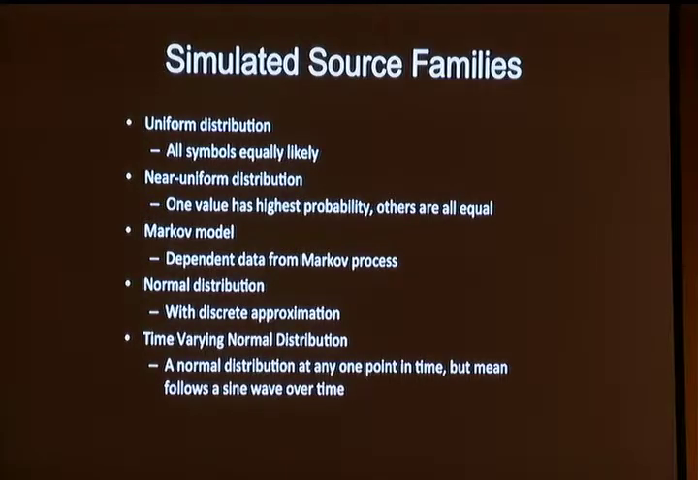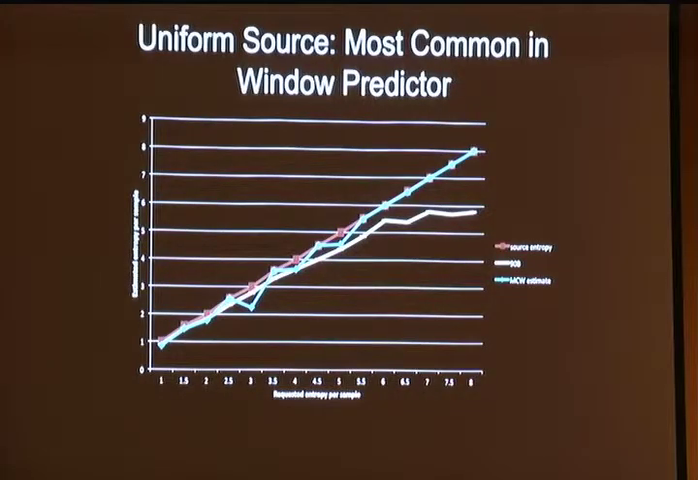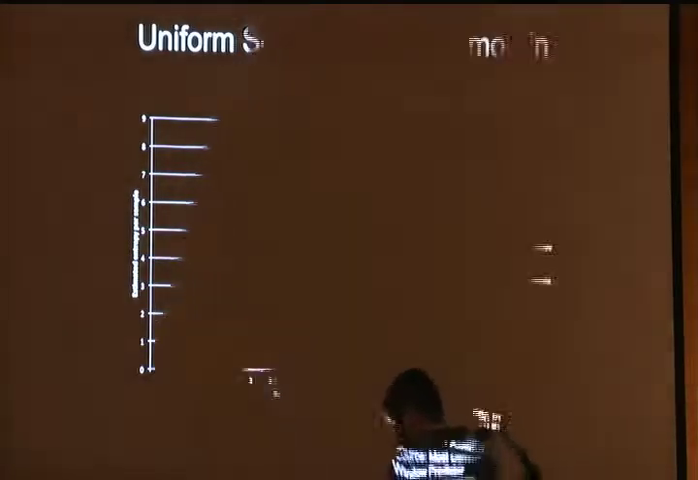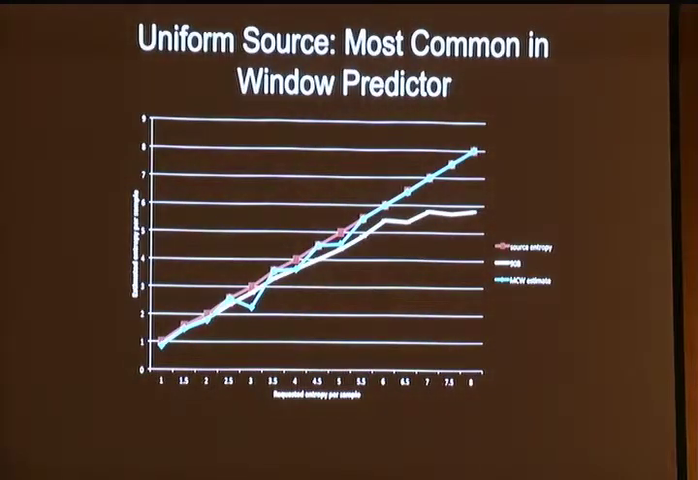Okay, so these are the sources that we used. Let's look at the accuracy of some of the estimators here. The red line gives you the actual entropy. The blue line gives you the most common window predictor, and the green line gives you the 90B estimate. As you can see, the 90B estimator gives a little bit lower estimates of the entropy.